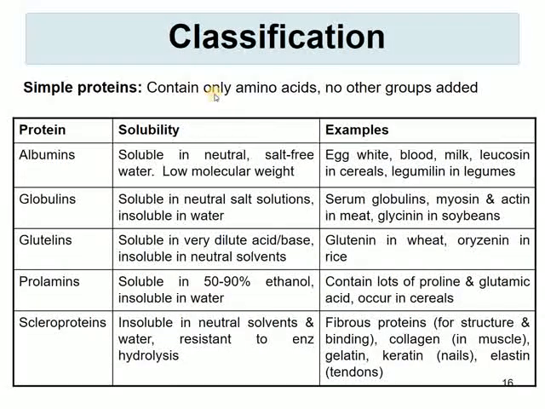Here, these are your simple proteins. You can see some of the simple proteins there. Your albumin, which is found in egg white or in milk or in legumes. You've got the glutelins that I was talking about. They are found in wheat, or oryzenin in rice, especially very important for dough formation. But we'll talk more about this when we talk about functional properties of proteins.